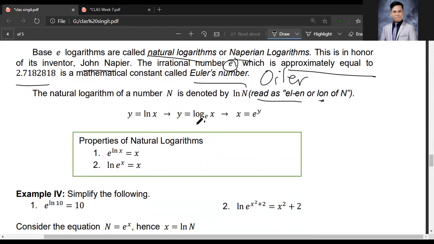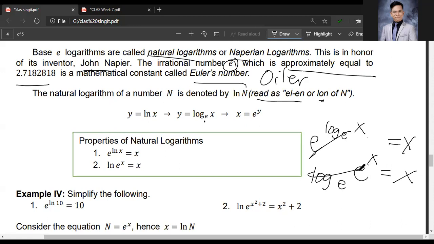Properties of logarithms, we have two. Actually, kakambal nito nung kanina. Okay? e raised to ln x is equal to x. Bakit? I-rewrite ko, class, ha. e raised to log base e of x. Diba? Cancel. Ano natira? x. Ganon din dito sa number 2. ln of e raised to x equals x. Cancel to. Baba si x, di ba? So, yan siya. e raised to ln x equals x. ln e raised to x is equal to x.